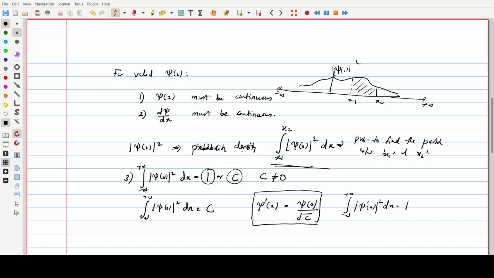If somebody gives you a wave function, you can check whether it is correct or not by checking these three conditions.